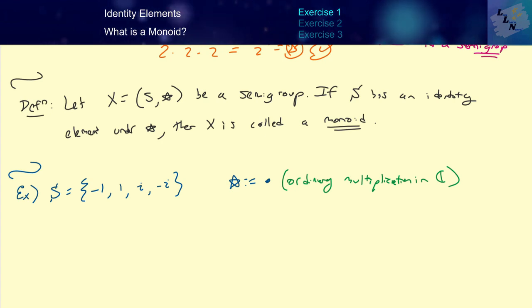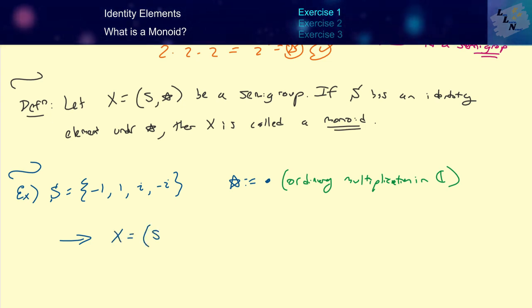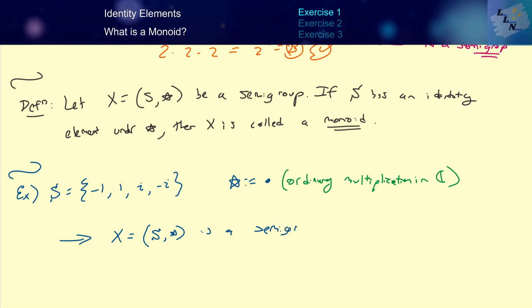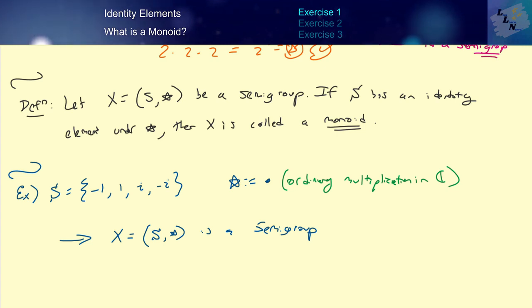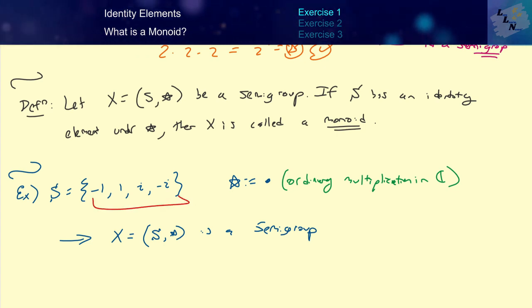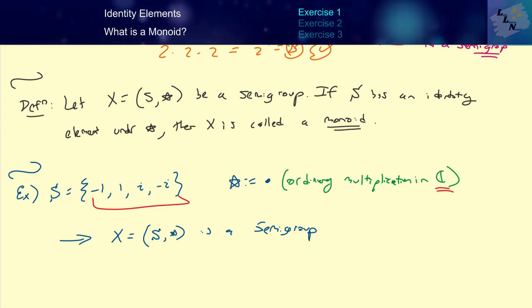So in a previous exercise, you were asked to show that X, which is equal to S star, is a semigroup, right? Because when you multiply all of these elements together, that clearly is an element of S. Associativity for S is inherited from the associativity of the set of complex numbers, right? So what is the identity element of this particular set S?